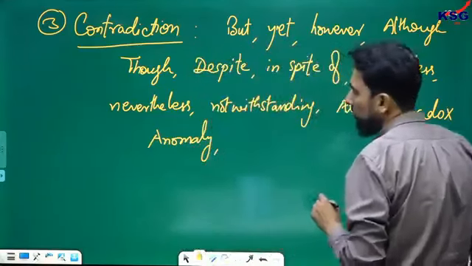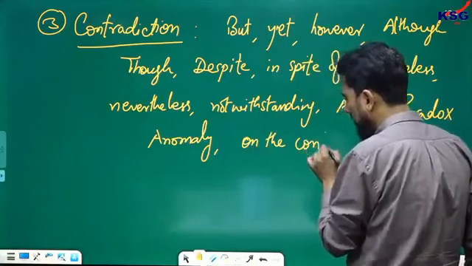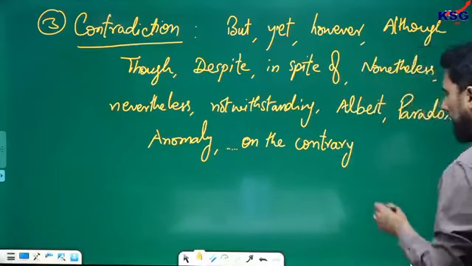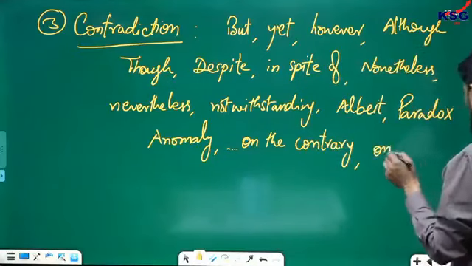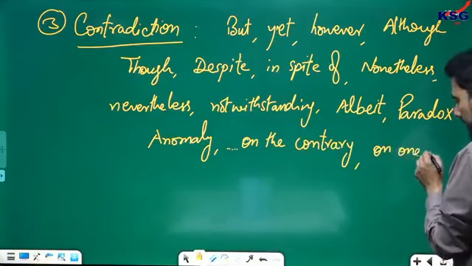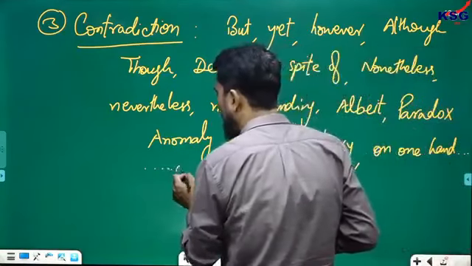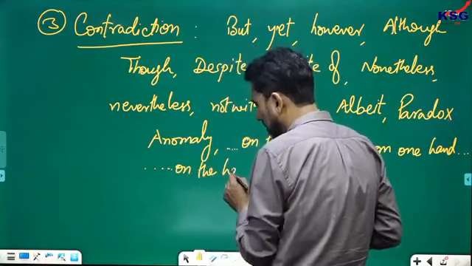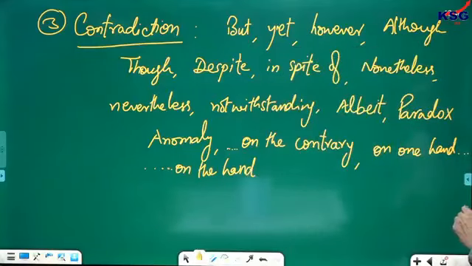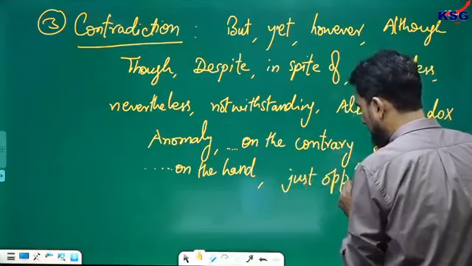Then some phrases are also used for contradiction, for example, on the contrary. We also use pairing, linking words like on one hand, on the other hand. For contradictions, at times this is used. On one hand, on the other hand, just opposite to.